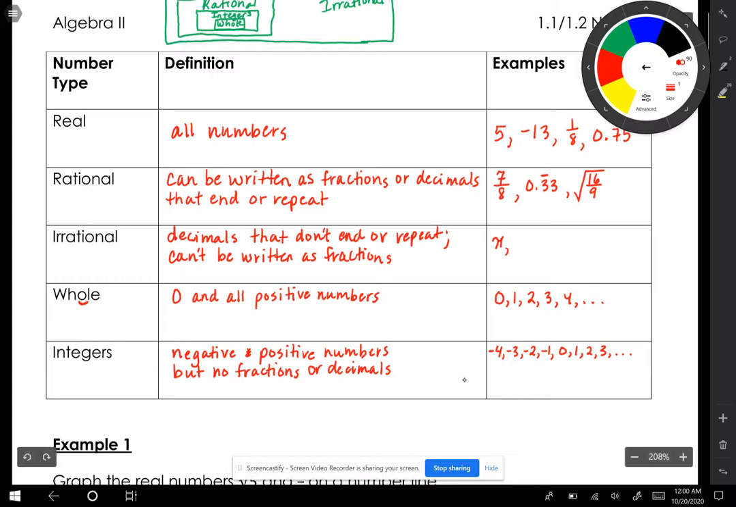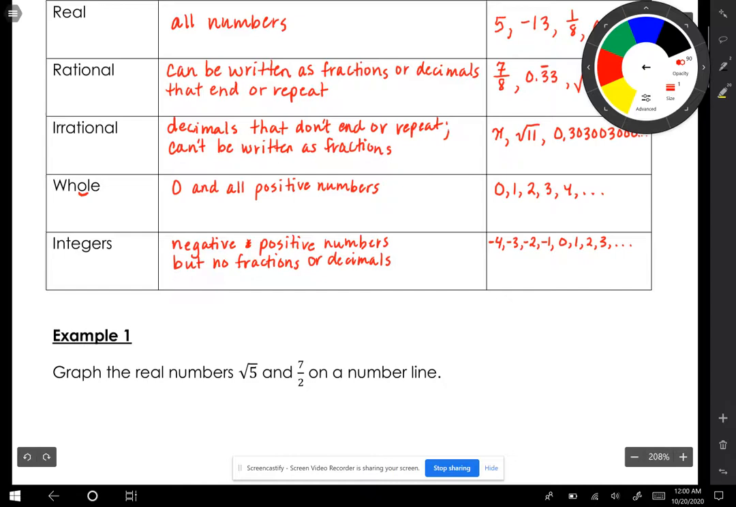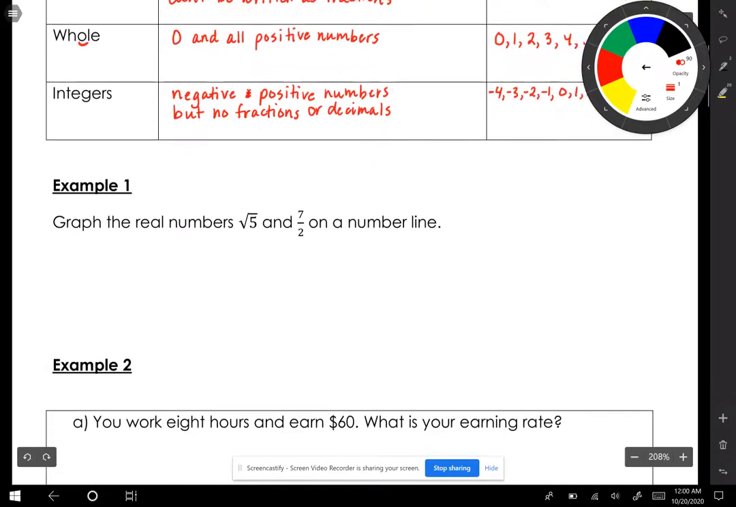Another example would be square root of 11. And yet another one would be 0.303003000. Notice there's no repeats. None of the digits repeat in a repeating fashion. Dot dot dot. All right. So that is the real number system. Now that you know about some of the real numbers, we are going to do examples.